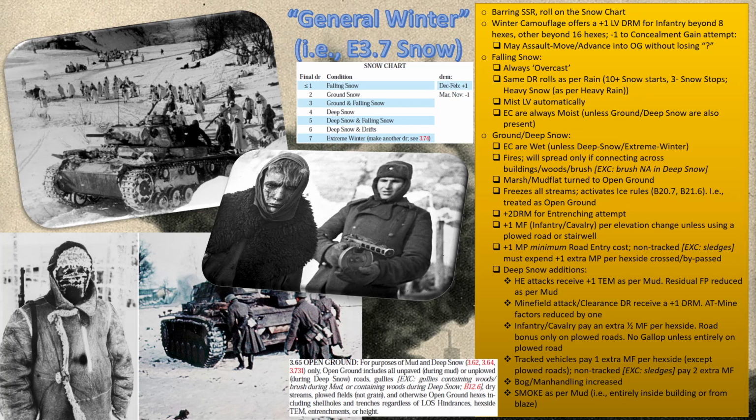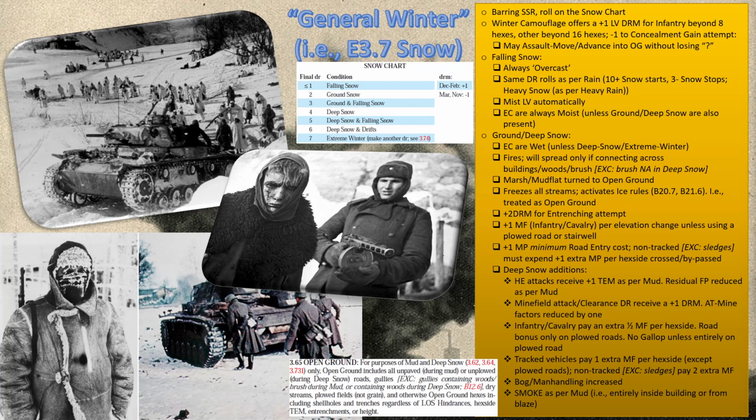So HE attacks receive a +1 terrain effect per mud, as you can see again by the definition of open ground. Residual firepower will be reduced again as per mud, so it's reduced 1 column over, just for the softness of the deep snow. Any minefield attack and clearance die rolls receive a +1 DRM, and any AT mine factors are going to be reduced by 1. Obviously, if it's a 1 factor AT mine, then it's non-existent.